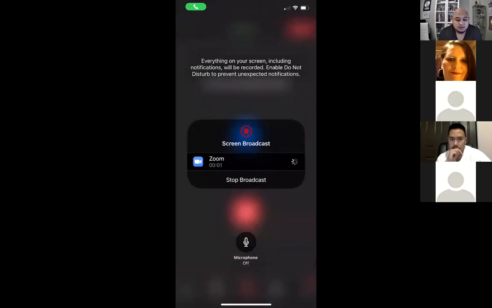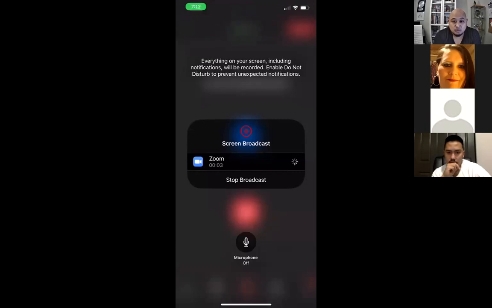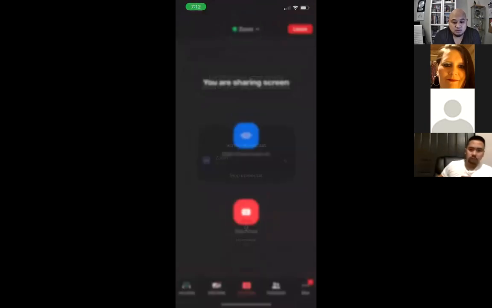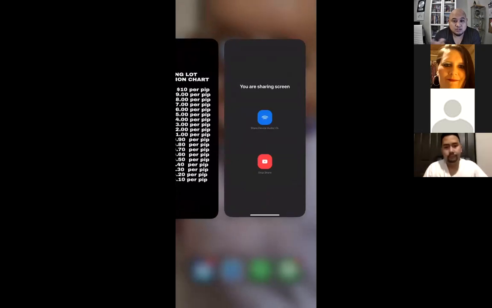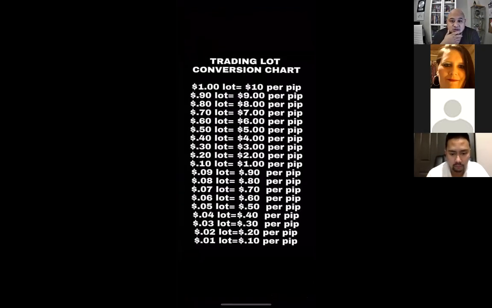Eventually, over time, you're going to actually remember this chart. I don't yet, but you'll know your actual bankroll that you're going to be putting in this live account. So these are the trading lot. This is the trading lot conversion chart. Okay. So when you start out, you're going to start out at 0.01. That's your lot size on how much.